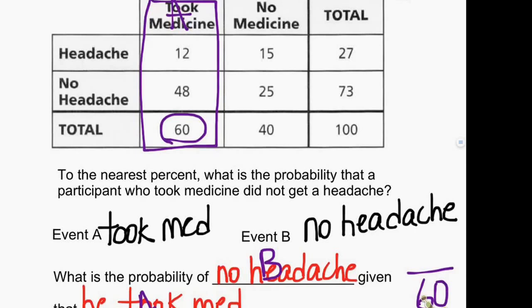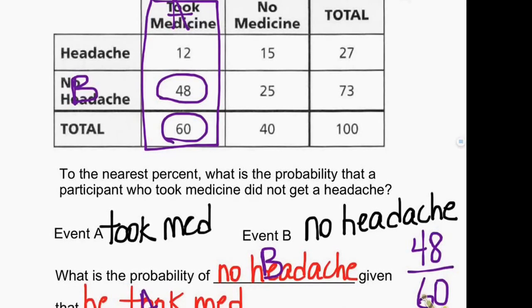So I look in that column and I find event B, which was no headache. I see in this column that 48 people did not have a headache. So that would be my numerator. To make it to the nearest percent, I need to divide to get my decimal, and then change that to a percent by moving it 2 places.